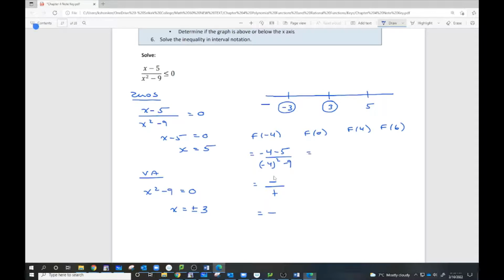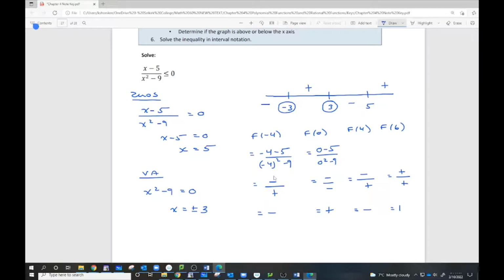If I try 0, I get 0 minus 5 over 0 squared minus 9, leaves me with a negative divided by a negative, which is a positive. Ooh, my graph is flopping. That feels good. Pretty sure it's going to go negative positive, but let's check. So for this one, if I plug in 4, I've got 4 minus 5 is negative, and I've got 16 minus 9 is positive. Look at that. It's negative. And if I plug in 6, I've got 6 minus 5 is positive, over 36 minus 9 is positive. I'm left with positive.